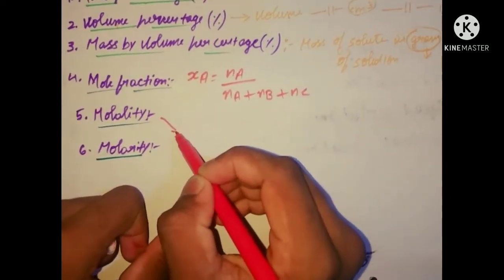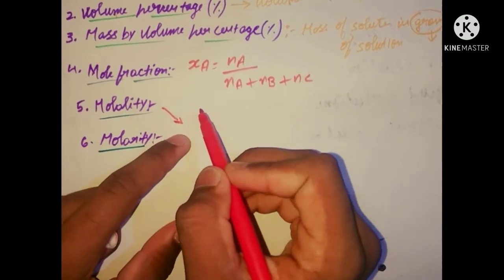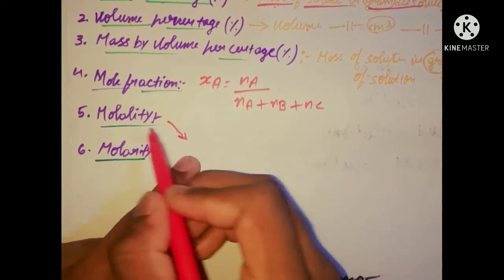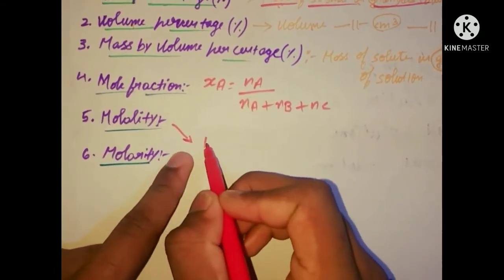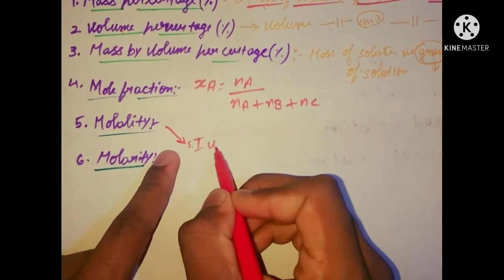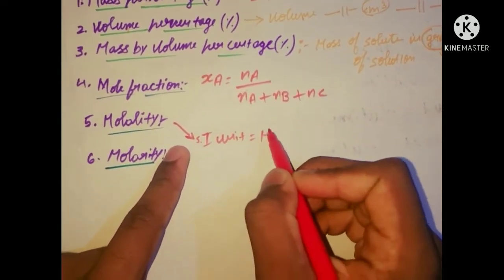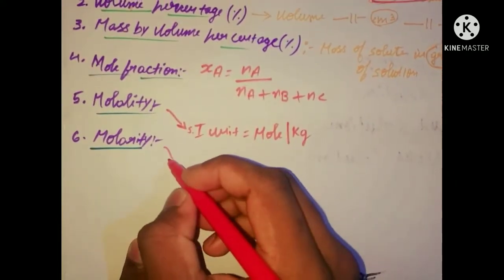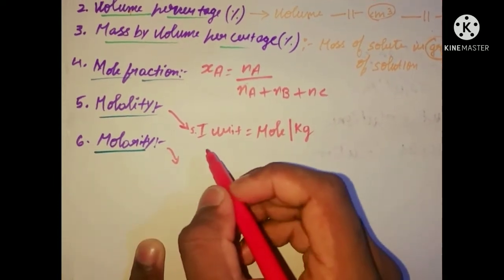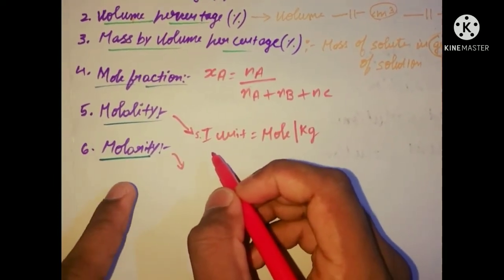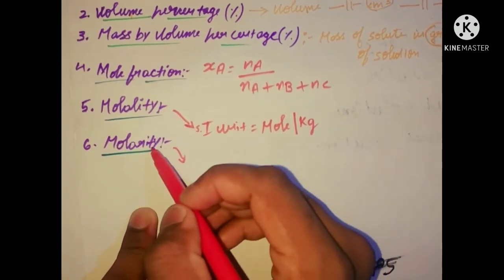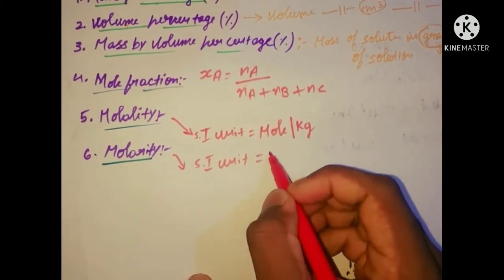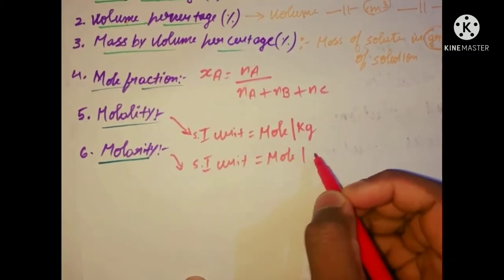Next, I am going to teach molality. It's an important concept. Molality is nothing but number of moles of solute dissolved in 1 kg of solvent. Its SI unit is mole per kg, whereas molarity is nothing but number of moles of solute dissolved in 1 liter of solution. It's 1 kg for molality and 1 liter for molarity. Its SI unit is mole per liter.